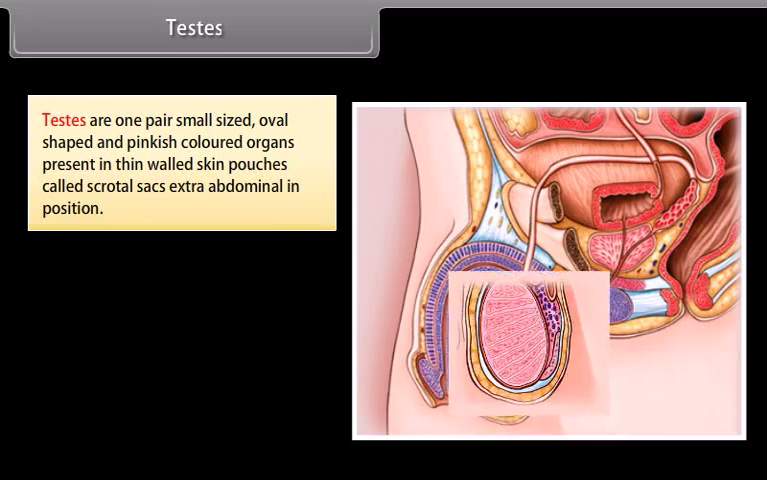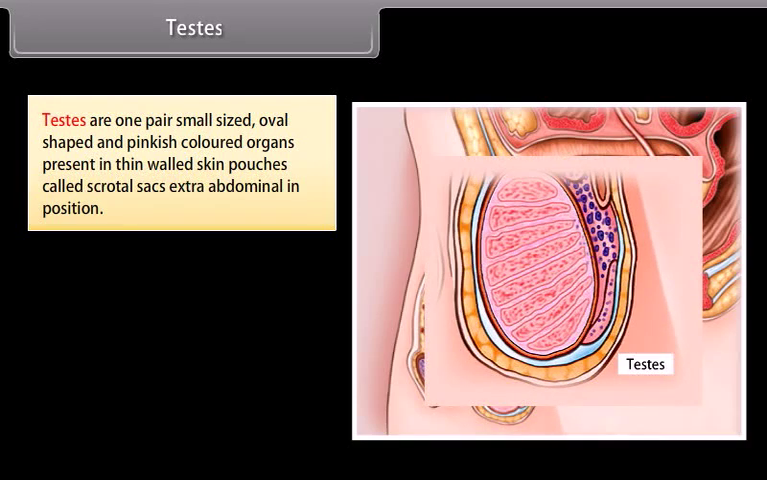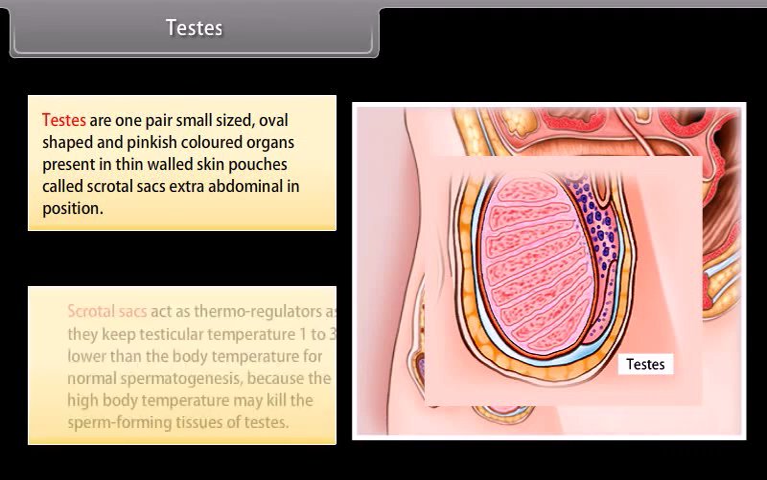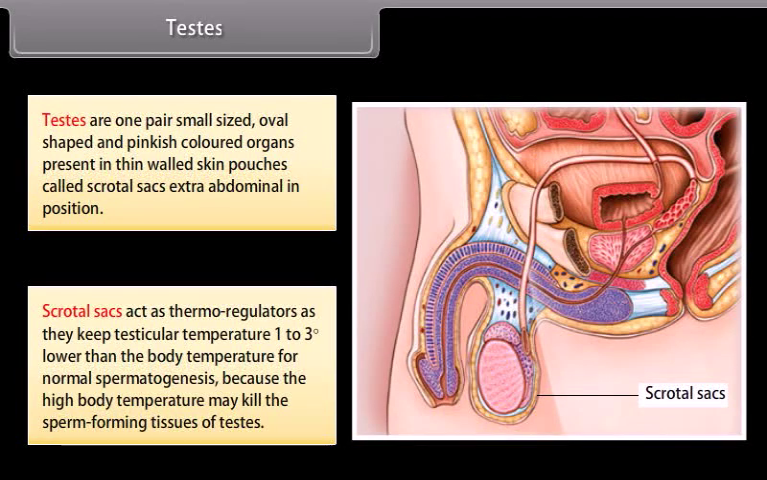Testes. Testes are one pair of small-sized, oval-shaped and pinkish-colored organs present in thin-walled skin pouches called scrotal sacs, extra-abdominal in position. Scrotal sacs act as thermoregulators as they keep testicular temperature 1 to 3 degrees Celsius lower than body temperature for normal spermatogenesis, because high body temperature may kill the sperm-forming tissues of testes.